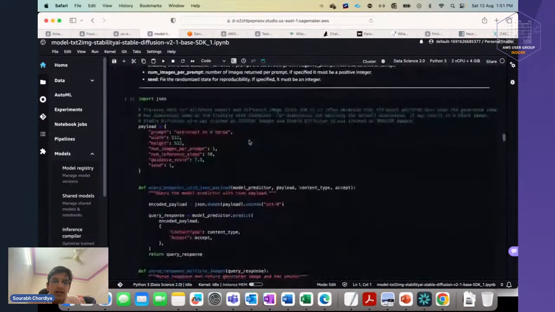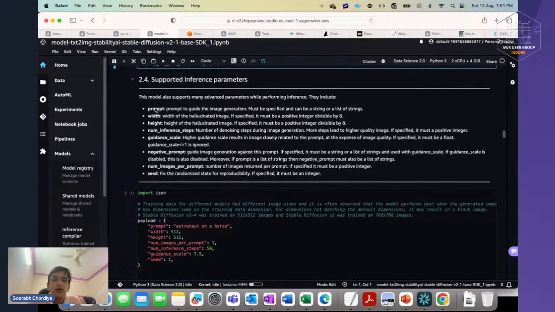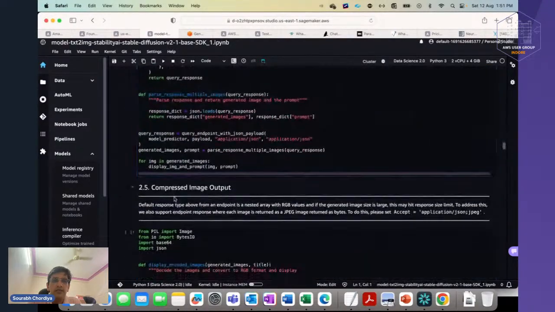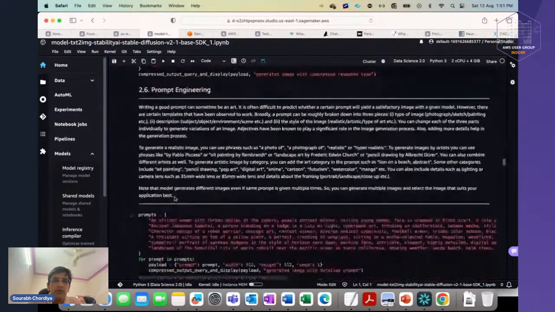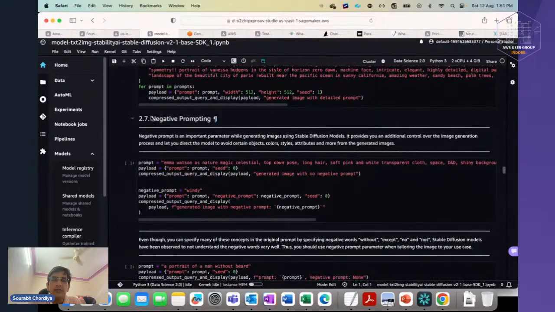The inference parameters that are supported are described here, right? So you see prompt, that is part of the prompt engineering that we were discussing earlier. Then there are a lot of other parameters which you can customize. Then you can compress the output. Prompt engineering is a section in itself. We discussed negative prompting. That's an important area in itself.